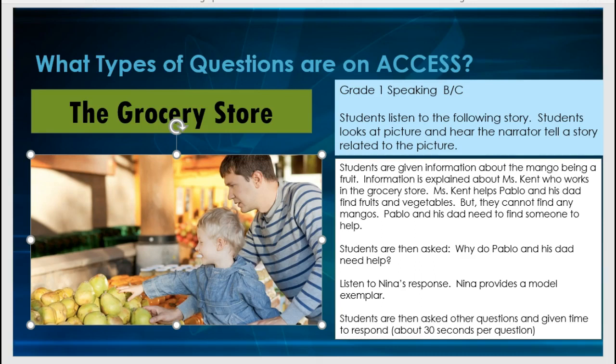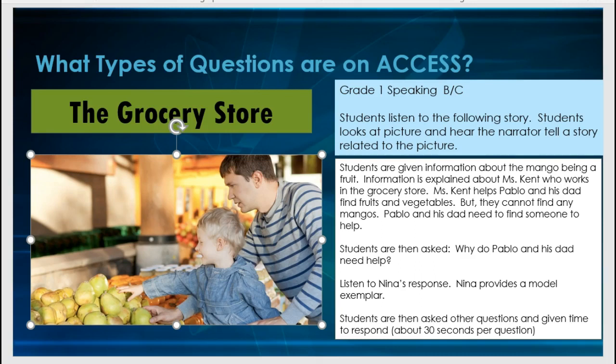Page 7. Look at picture B. Ms. Kent helps Pablo and his dad find the fruits and vegetables. Pablo and his dad see bananas, apples, and pears, but they can't find any mangoes. His dad says, "I have an idea. Let's ask someone for help."